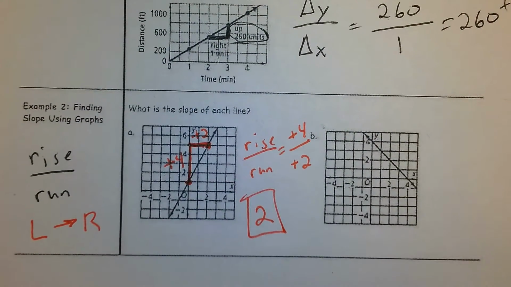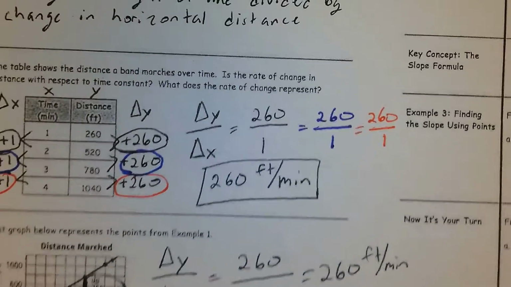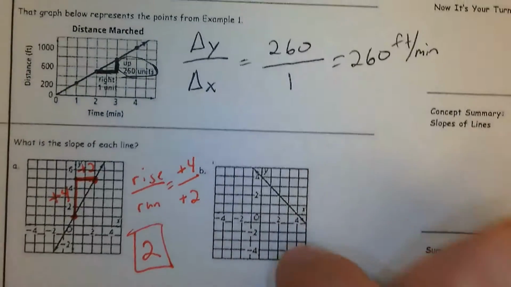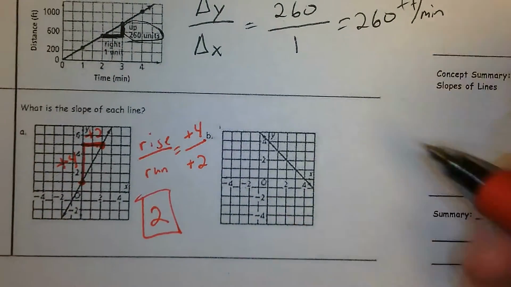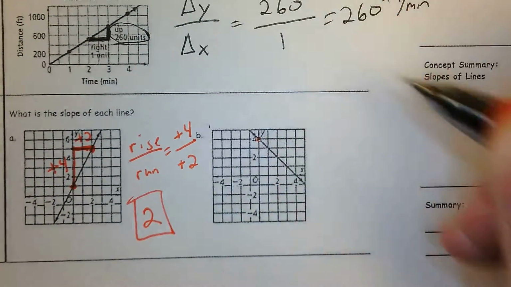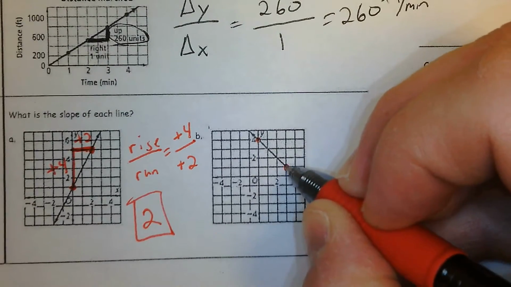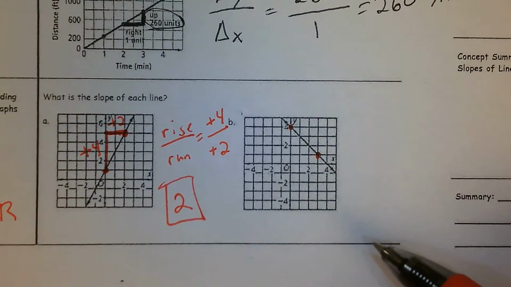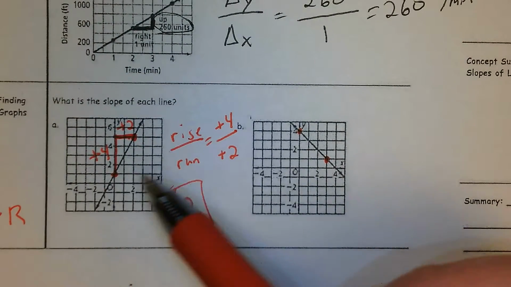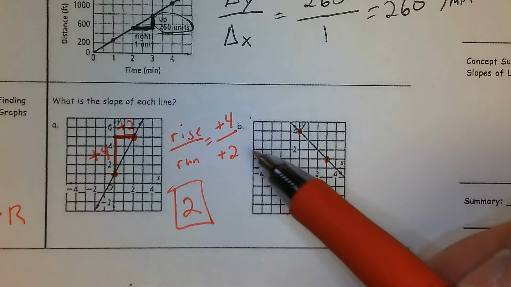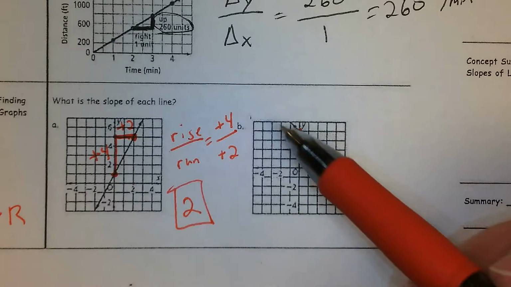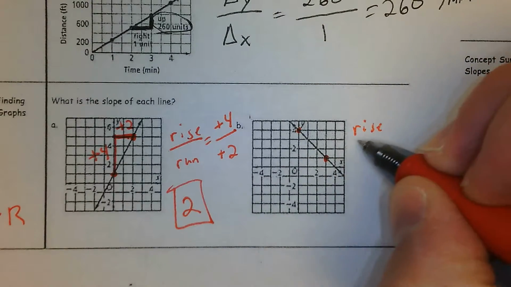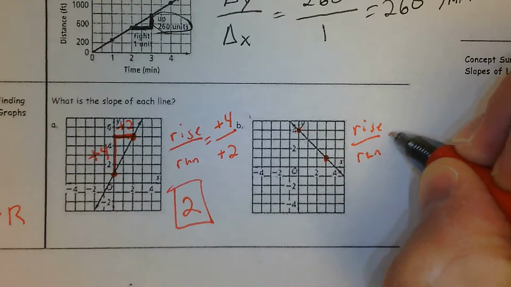Y'all are going to do the second one on your own. Oh, sorry. Actually, I'll do the second one for you with y'all as well. So again, pick 2 points that fall on the grid line. There's a good one. There's a good one. We do our rise over our run. Now if we look at this, this one looks different, right? This one from left to right was going in an upward direction. This one from left to right is going in a downward direction. So now when I do my rise over my run, it's going to be a little different.